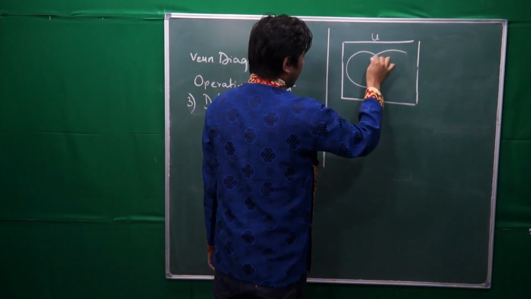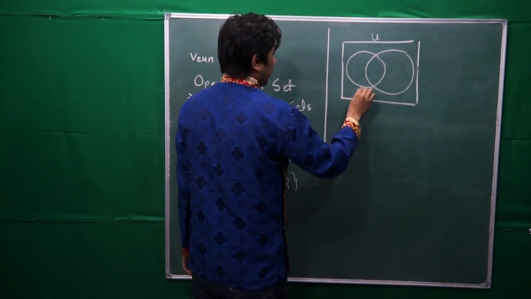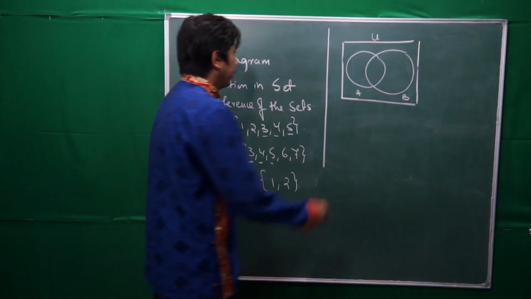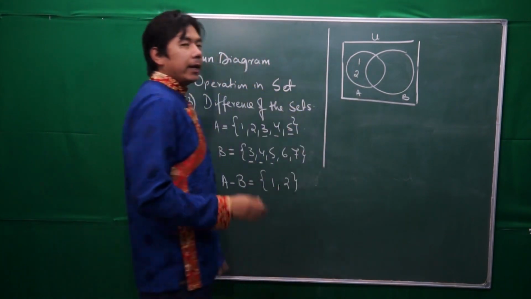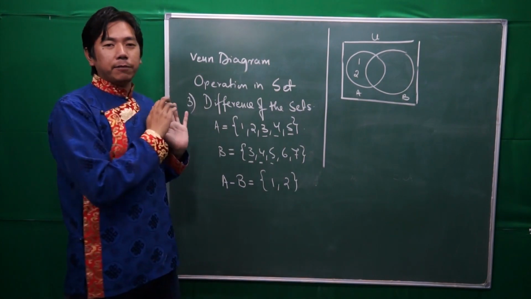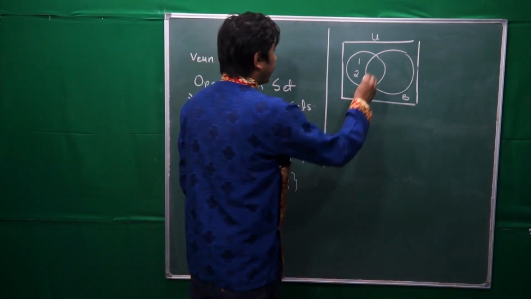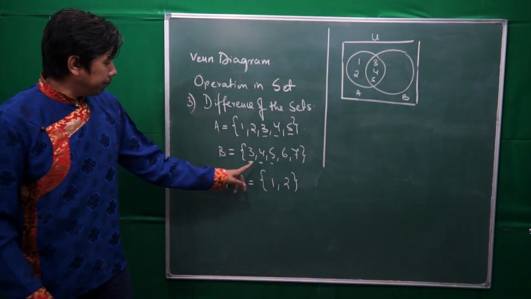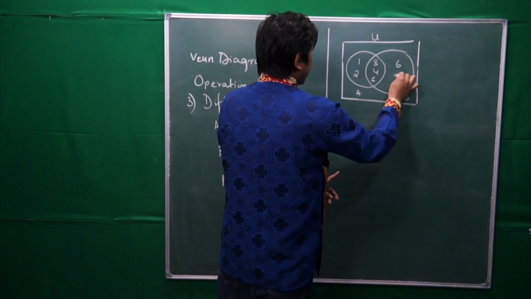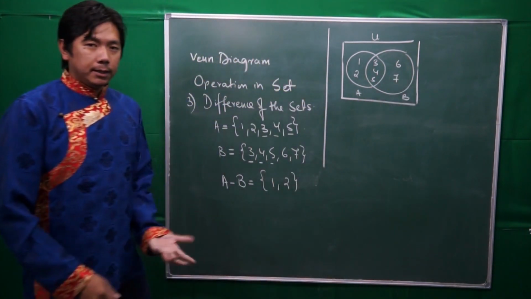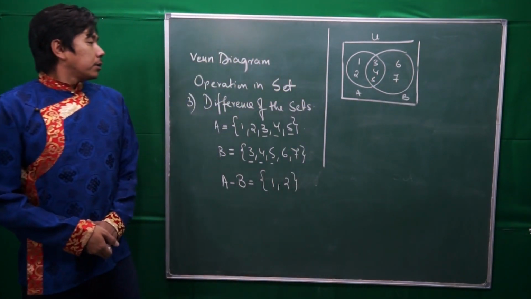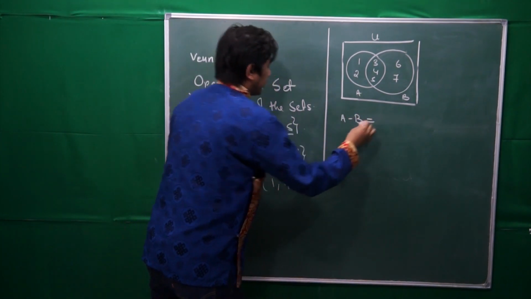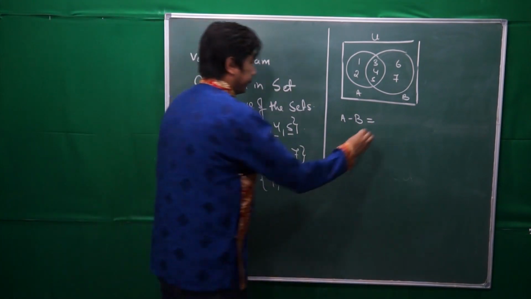Set A, set B. Simple. Set A has elements 1, 2, 3, 4, 5. 1, 2 being the only elements that are exclusively in A. Okay. And 3, 4, 5 are the shared elements with B. 3, 4, 5 being written, 6 and 7 exclusive to B. Simple. All right. So A minus B, as I have told you, the answer is 1, 2.